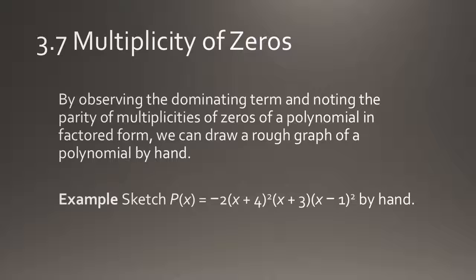So we're going to try that. We're going to sketch p of x equals negative 2 times (x plus 4) squared times (x plus 3) times (x minus 1) squared. Pause the recording and give it a try, and then resume the recording to see how you did.